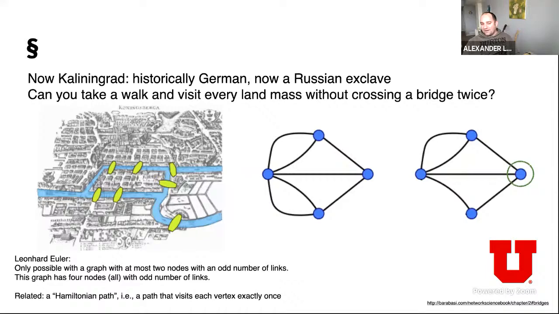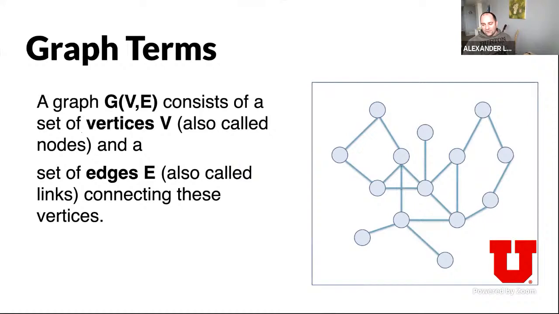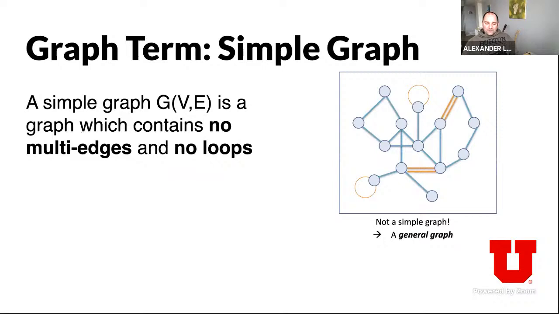Let's talk about some terms for graphs. We call a graph something that consists of a set of vertices, which we also often call nodes. So vertices and nodes are used interchangeably, and a set of edges, which we also call links, connecting these vertices or nodes. Here on the right, you see a typical graph. And then we distinguish between general graphs and simple graphs. A simple graph is a graph which contains no multi-edges and no loops. So this here would be a general graph, but not a simple graph, because we have multi-edges and we have self-edges.